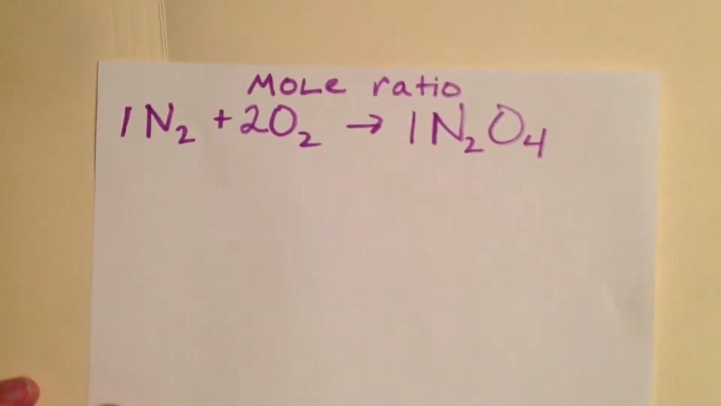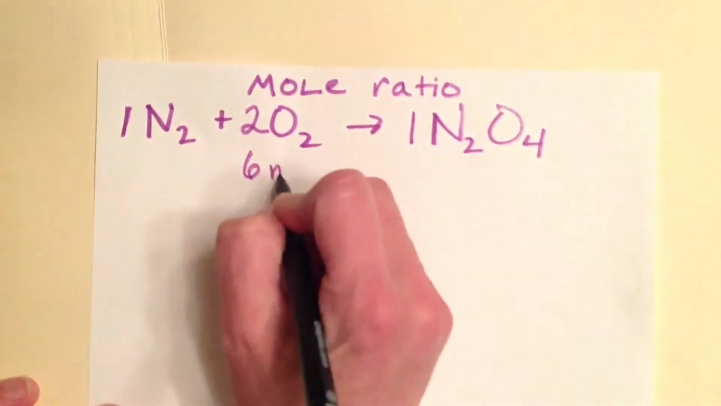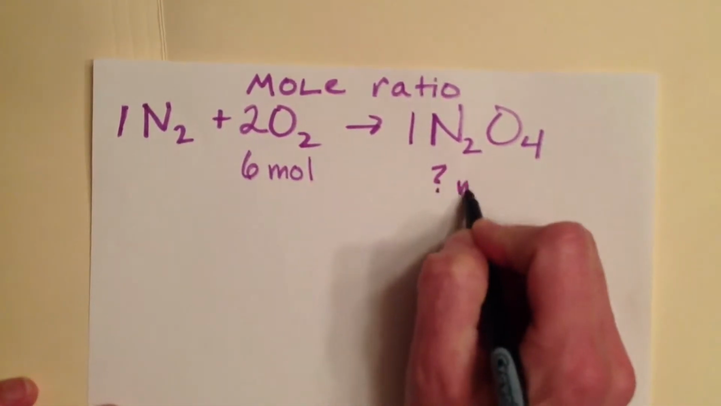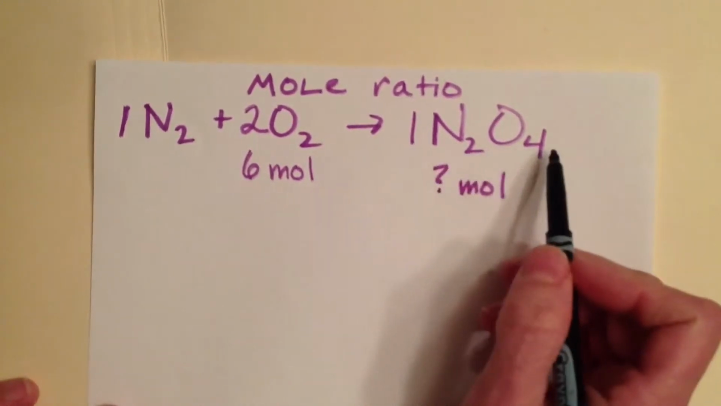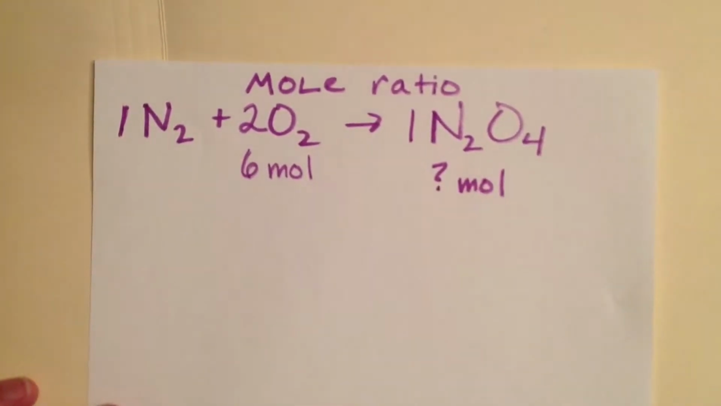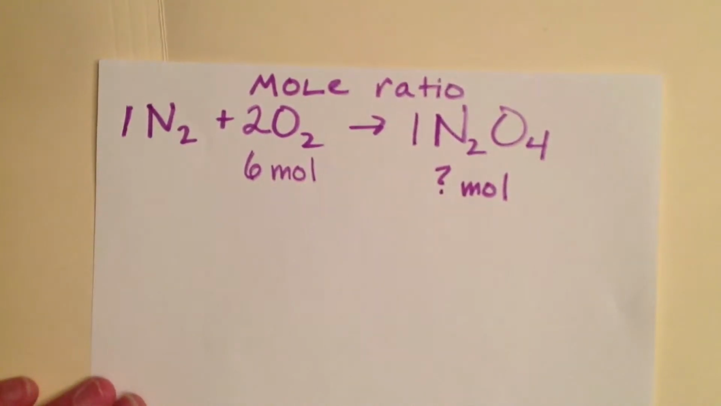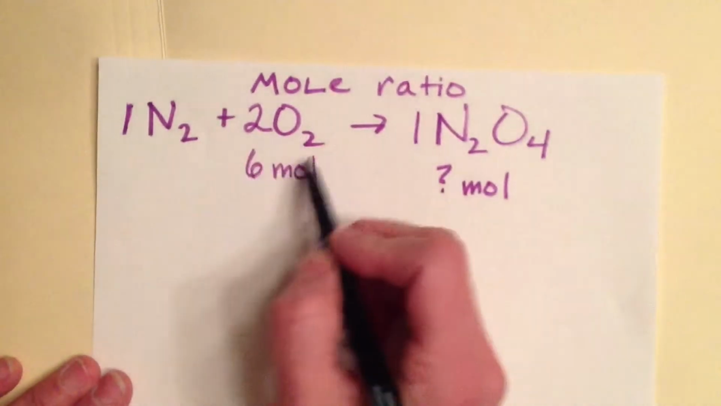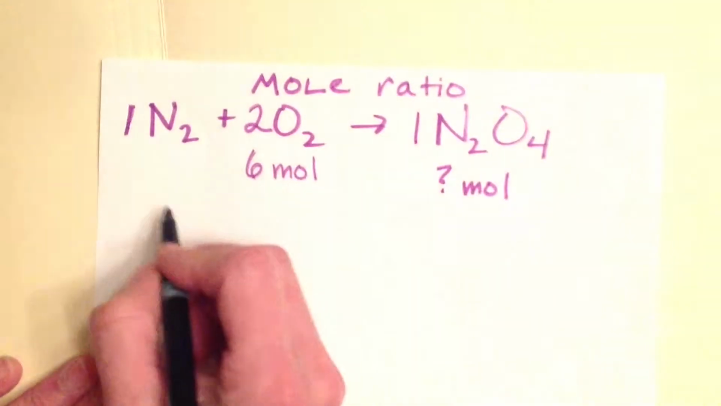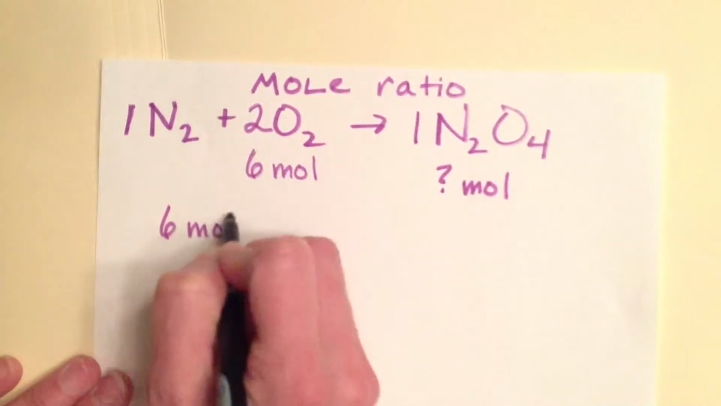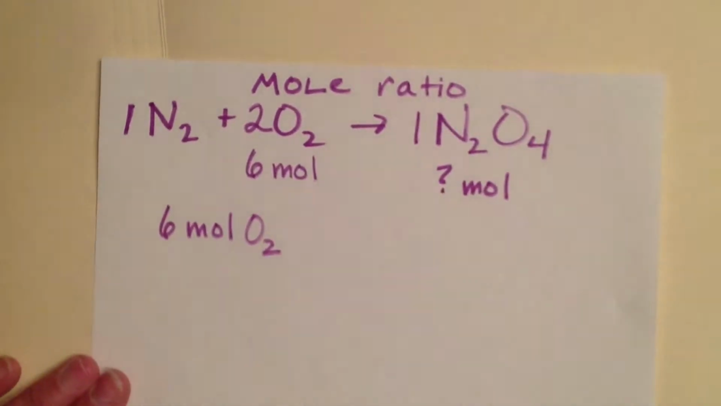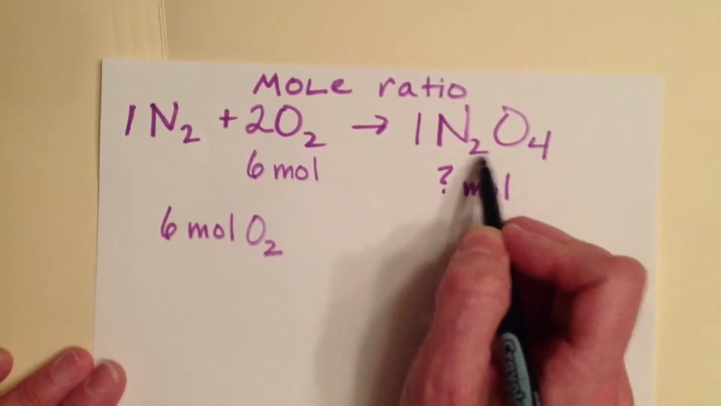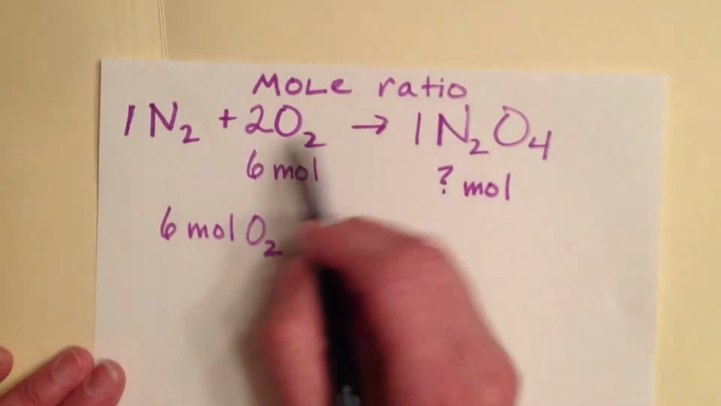Now, the problem is if we have 6 moles of oxygen, how many moles of dinitrogen tetroxide do we need? So this is a typical mole-to-mole stoichiometry problem in that we're trying to find how much product given a certain amount of a reactant. So I'm going to start off and say 6 moles of oxygen are used.